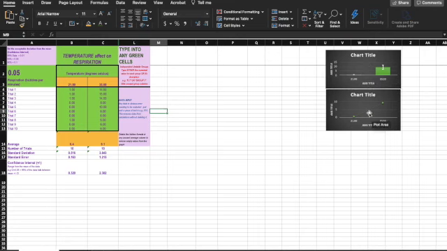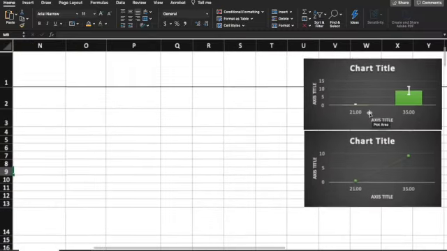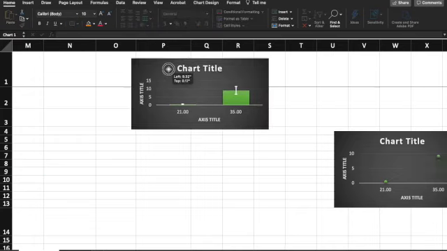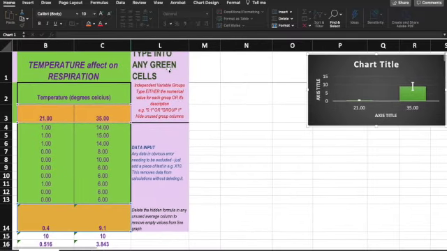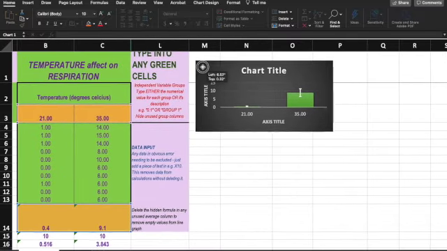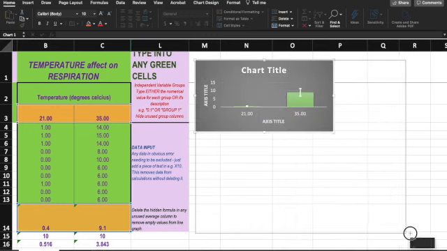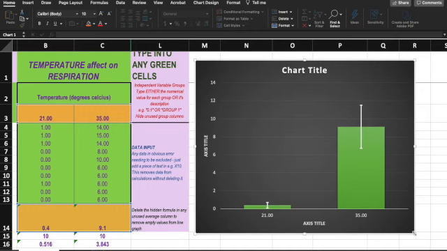Okay, now we've got two versions of this graph here. One that's a line graph and one that's a column graph. The column graph is more appropriate here because it's two different groups that we're comparing, not one thing changing over time. So I want you to pull this graph over here and drag it down and make it nice and big. And you'll see this is what you've got first.